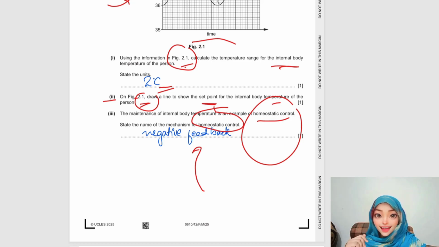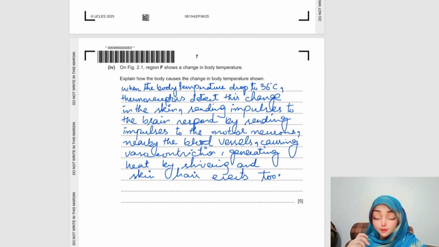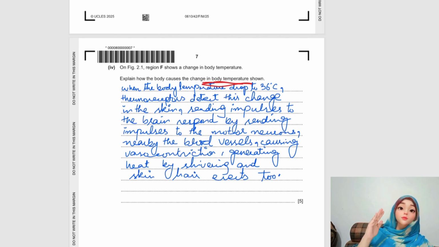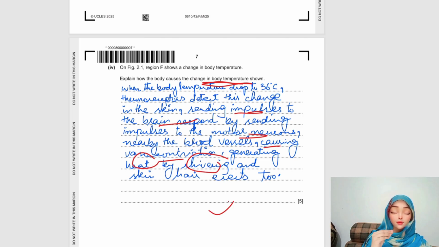Okay, now let's move on to question number 4, and we have to explain the body temperature changes. Your body produces a response against temperature changes. So when the temperature drops to 36 degrees, the thermoreceptors present on the surface of the skin will detect it, and they send impulses to the brain through neurons, and as a result they cause vasoconstriction, and heat is generated by shivering, and then the skin hair will erect too.